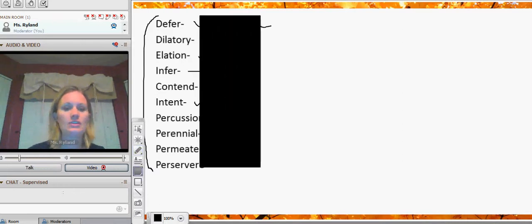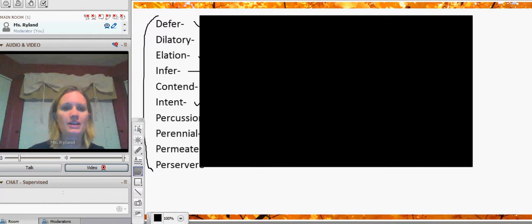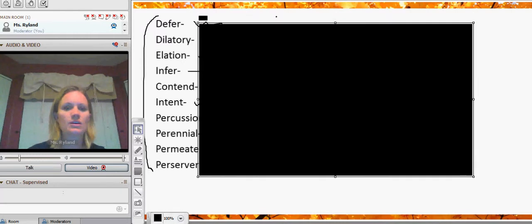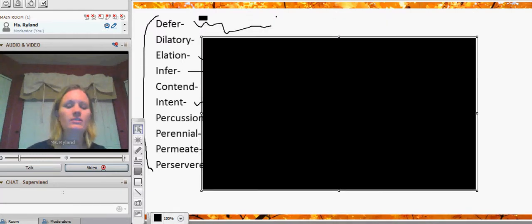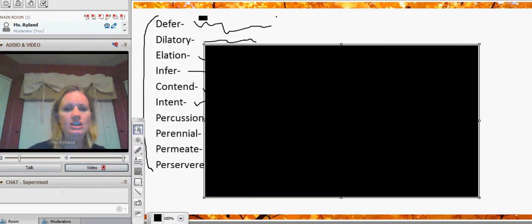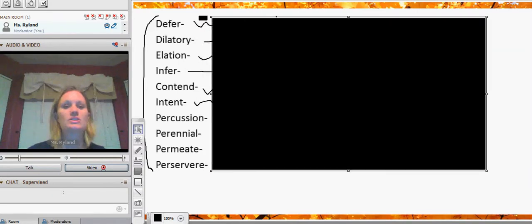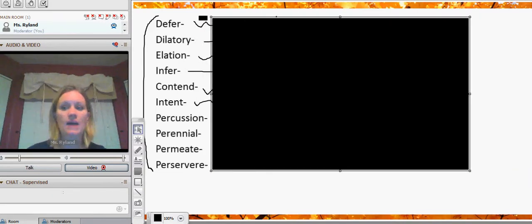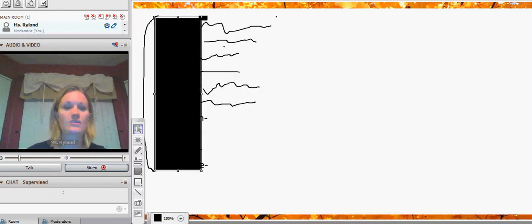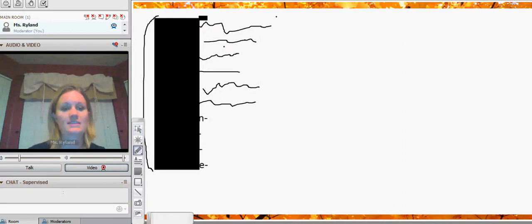So what you can do is kind of draw a square and block out the definitions and then slowly shrink it back. As you do each one, you can say, okay, oh yes, I got defer right. Okay, I got dilatory right. I got elation. And this gives you a tool to quiz yourself. Or do the opposite thing and cover the words and leave the definitions over here. Either way, you're learning the words, and that's what we want to see.